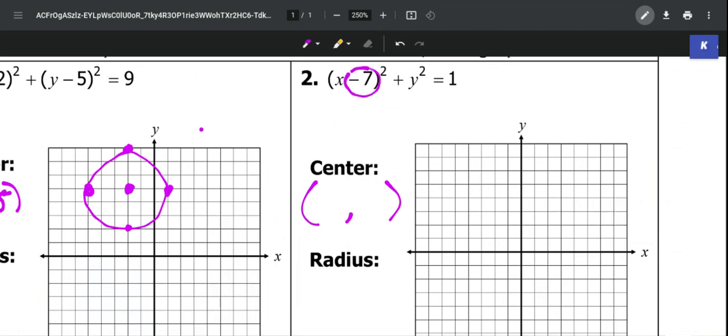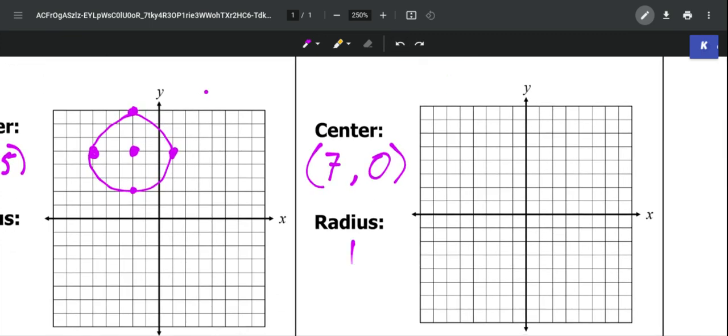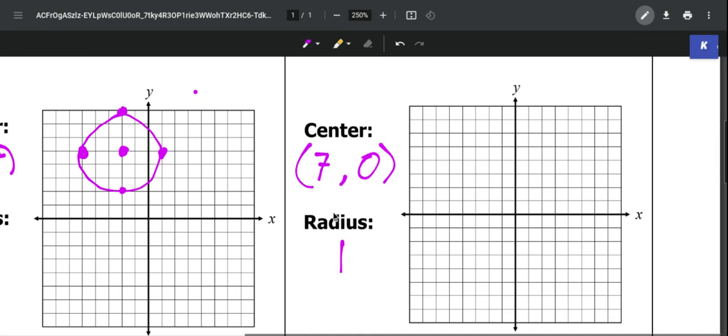Our h will come from what's in parentheses with x. So that's going to be a minus 7. So in our center, it's going to be positive 7. And then you'll notice here, we just have y squared. That just means there's no k written there, so it's just 0. So our center is (7, 0). And then our radius is the square root of whatever our equation's equal to, which is 1, and the square root of 1 is just 1. So our center here is (7, 0).